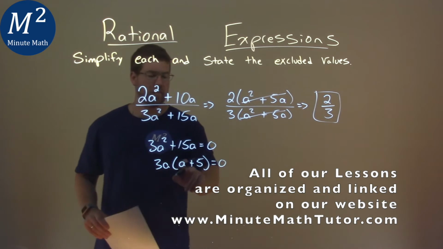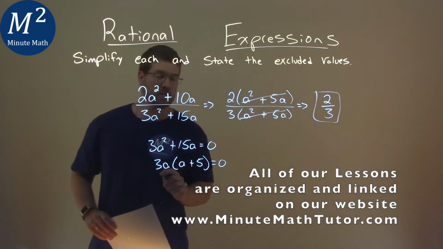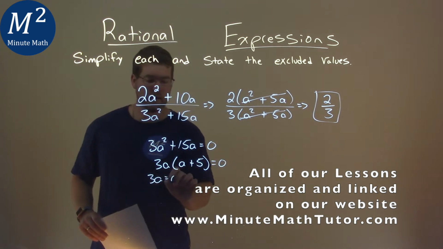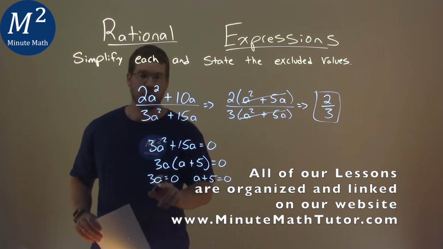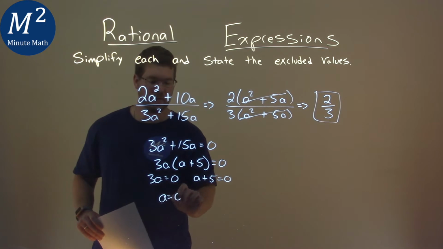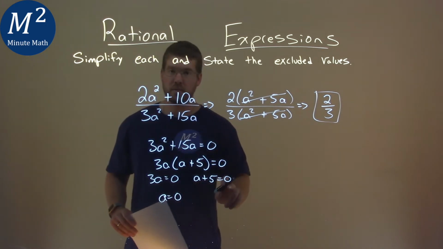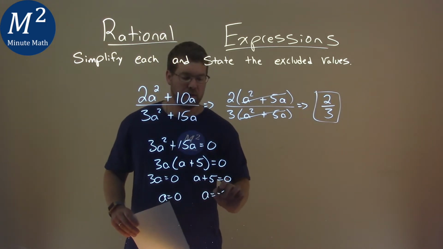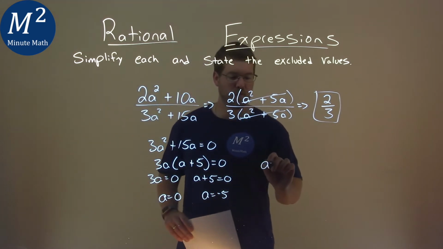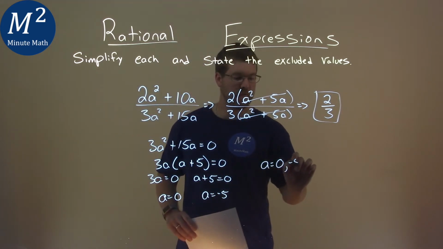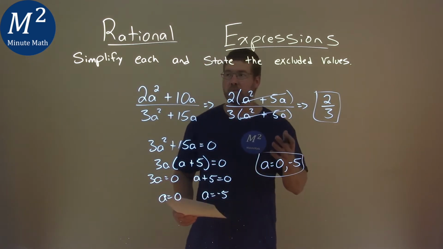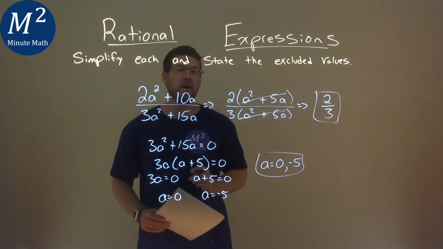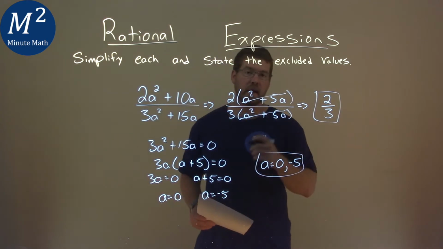Now our rules state that we can set each part here individually equal to 0 to solve. 3a equals 0, and a plus 5 equals 0. Divide both sides by 3, and a equals 0. Subtract 5 from both sides, and a equals negative 5. And so our two values here are 0 and negative 5, and those are our excluded values. So our final simplified answer is 2/3, and our excluded values are 0 and negative 5.